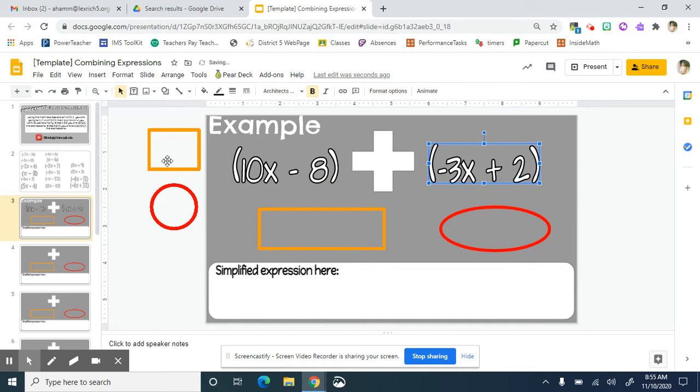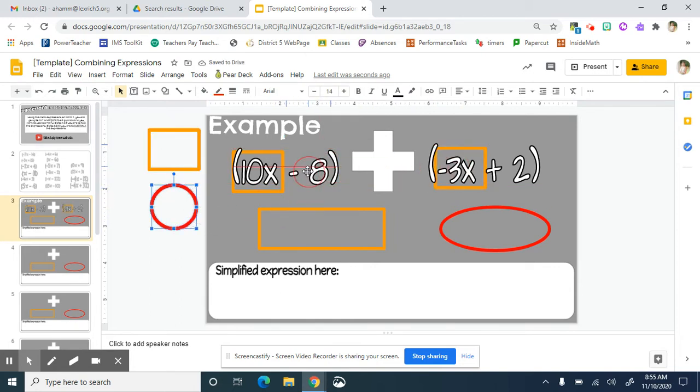Now I'm going to use my tools over here, my squares and my circles, to identify like terms. I'm going to use my square for my variables and my circles for my constants. So I'm going to put a box around 10x. I'm going to put a box around negative 3x. I'm going to put a circle around negative 8. And then I'm going to put a circle around plus 2.